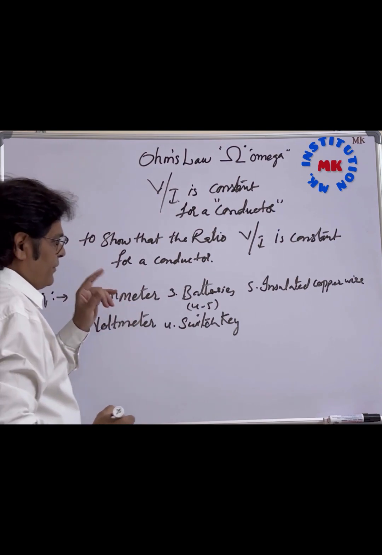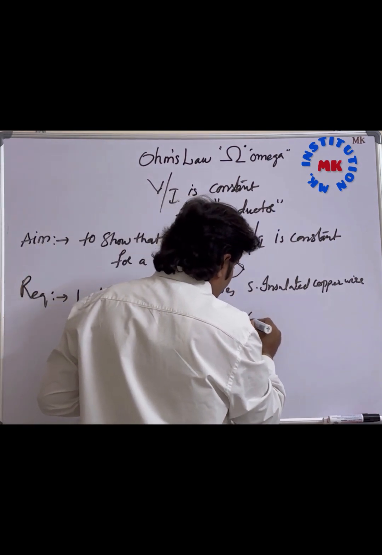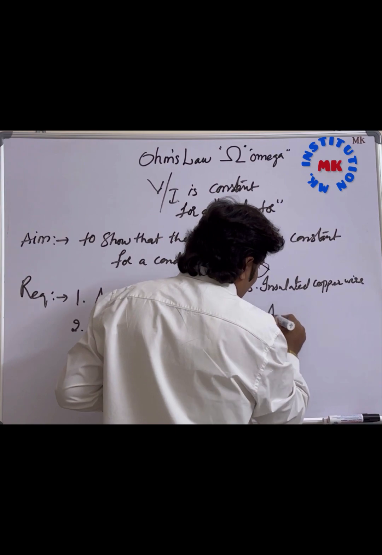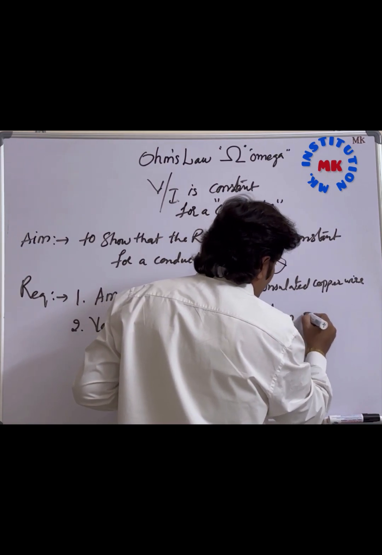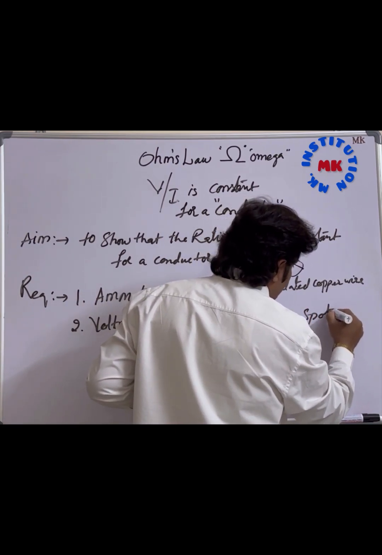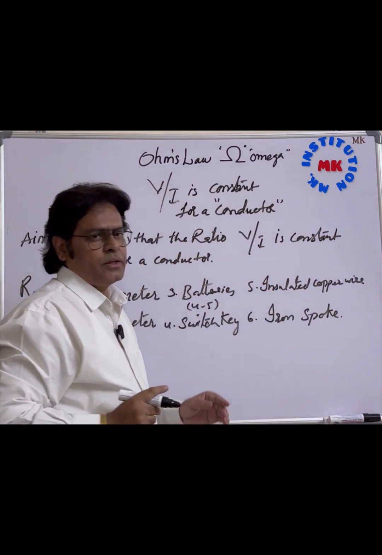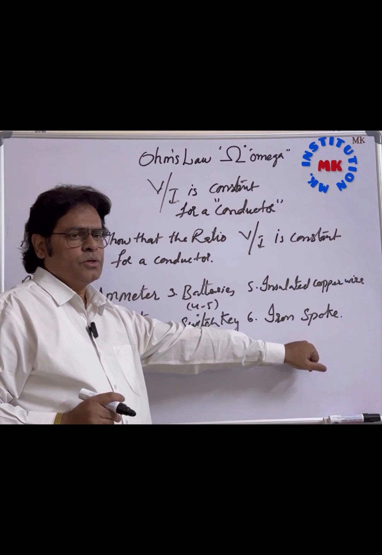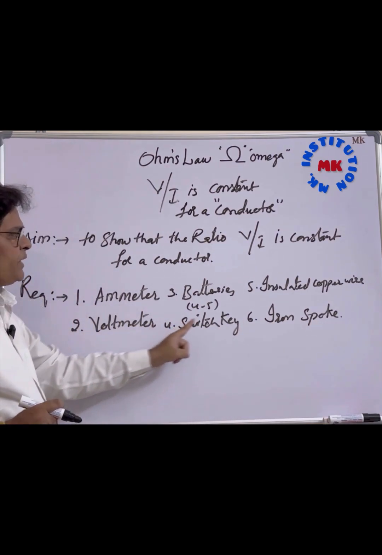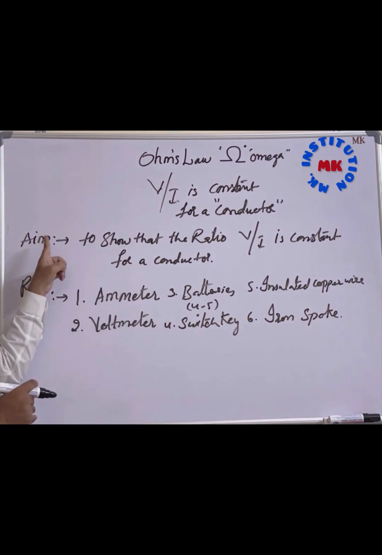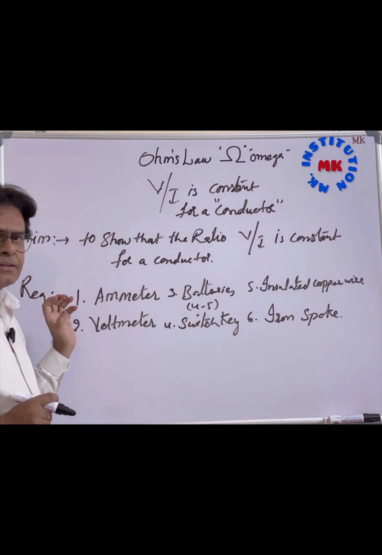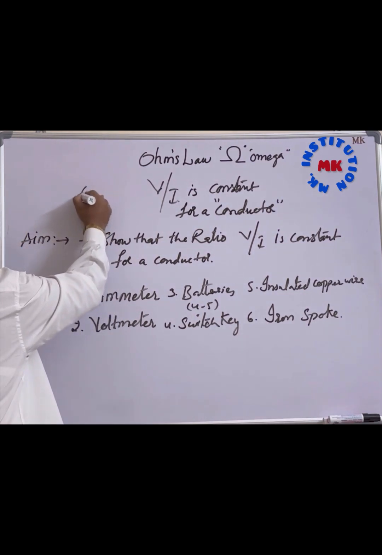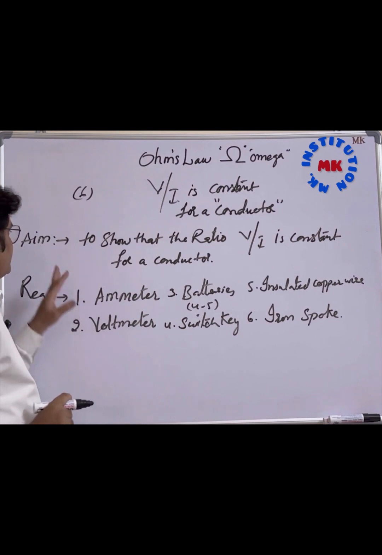Now these are the things. And one important thing we have to use is your conductor, that is nothing but an iron spoke. A small iron rod that acts like an iron spoke. So these are the requirements for this small experiment. Clear? This carries 6 marks.